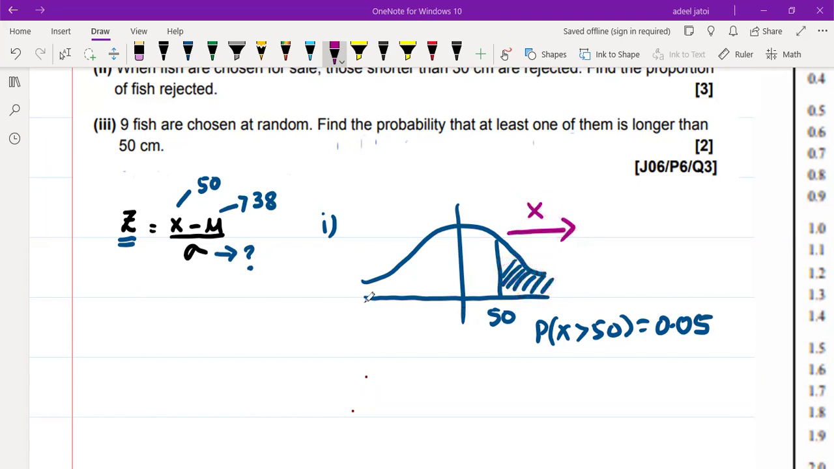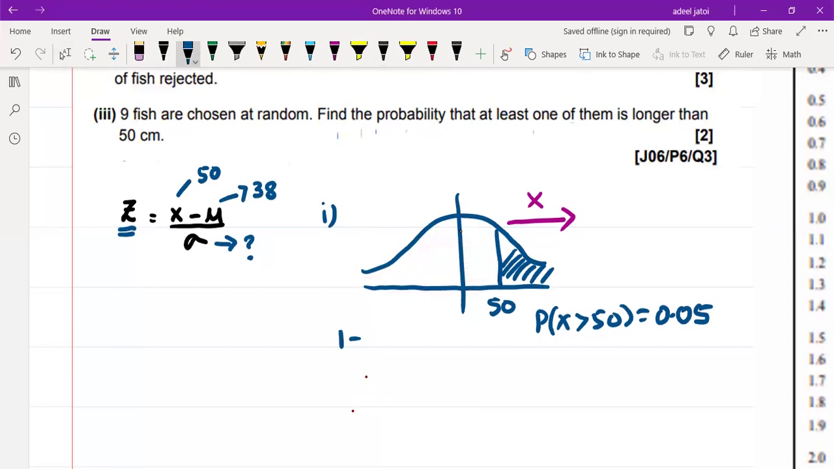But what we can know is the entire probability of the Gaussian bell curve is equal to what? 1. So now since we know it is equal to 1, to find the probability of the left hand side of the entire Gaussian bell curve, what we can do is we can say 1 minus 0.05, which will be equal to 0.95.